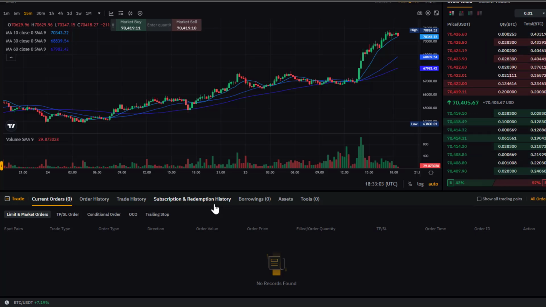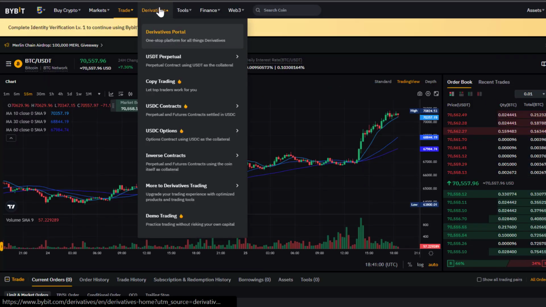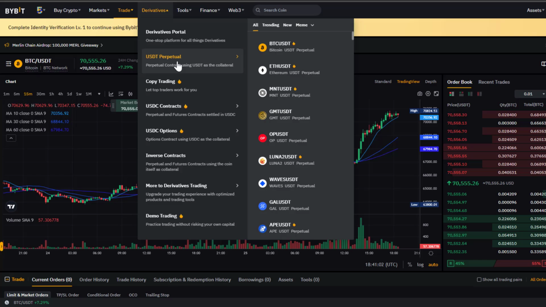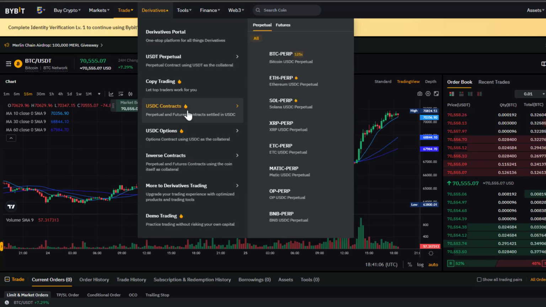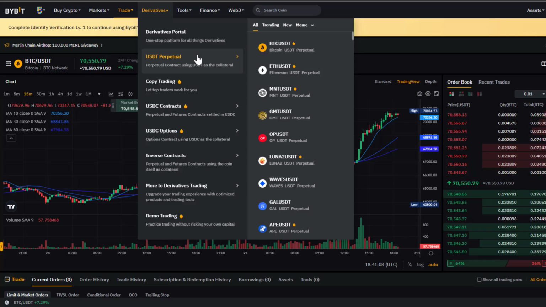You can choose between perpetual contracts, inverse perpetual, and USDT perpetual. The difference lies in the margin used for these positions. Inverse perpetual contracts are coin-margined, meaning they're backed by cryptocurrencies like Bitcoin, Ethereum, EOS, or XRP. On the other hand, USDT perpetual contracts are USDT margined, with USDT as the underlying asset. Choosing between these options depends on your trading strategy.